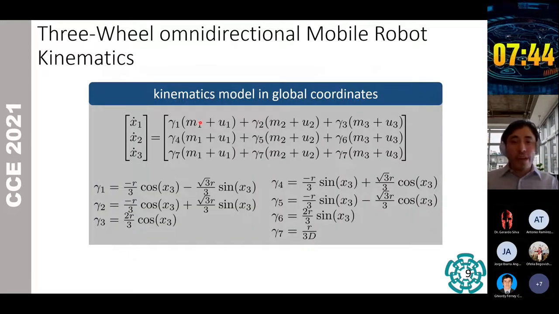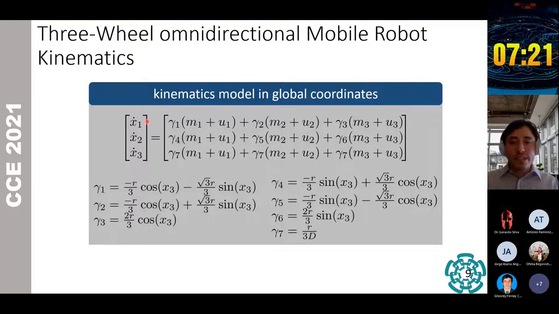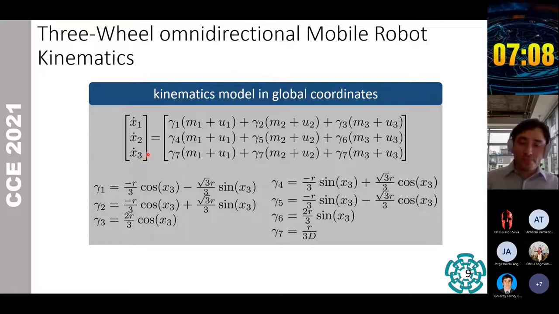Now, in order to apply our methodology, we need a model of our system. In this case, we use a kinematic model, which is already expressed in global coordinates. Note that the actuator forces are already modeled, and the gamma terms are shown here. As states of this system, we have x1, x2, which represent the vehicle's position along the global x and y axis, and x3 represents the mobile robot's orientation.